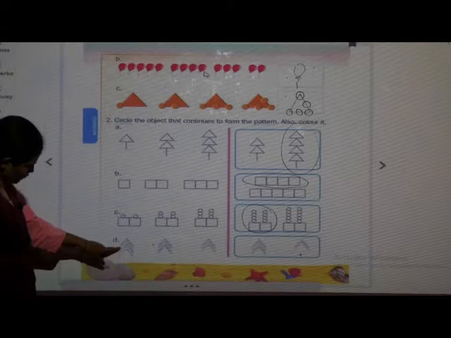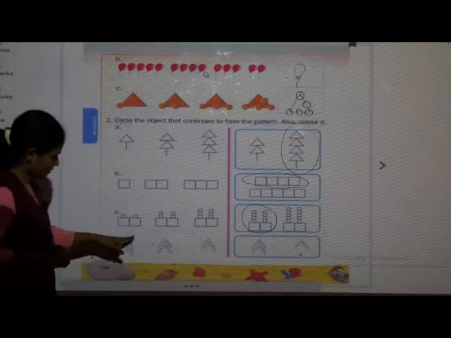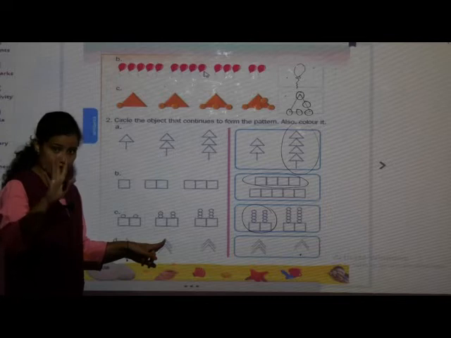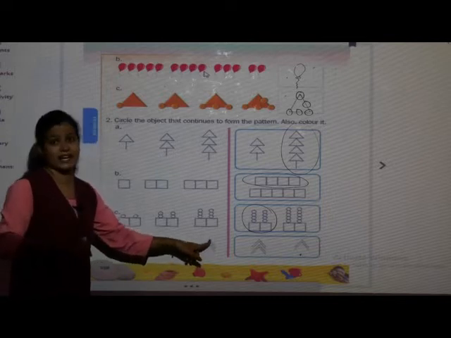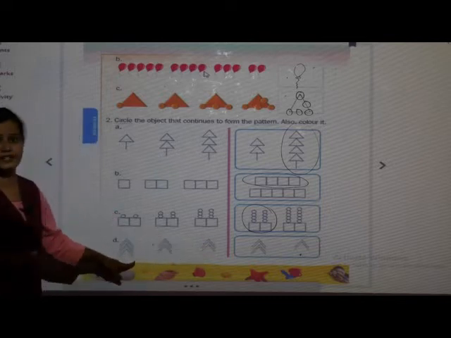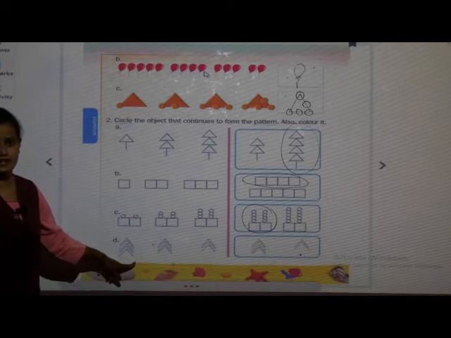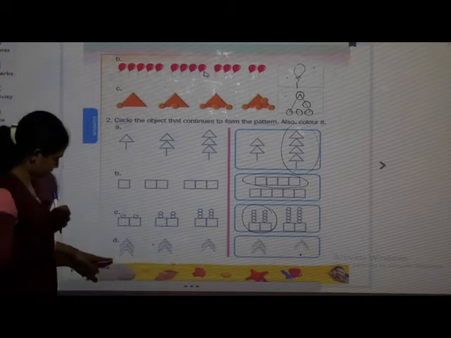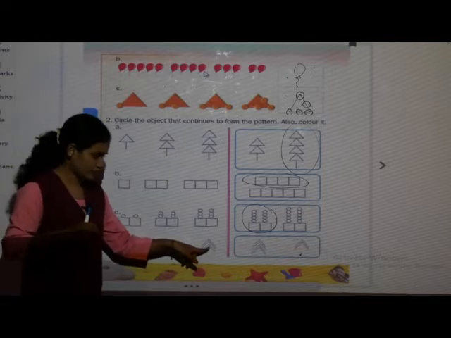1, 2, 3, 4, 5 are there. Here 1, 2, 3, 4 are there. 1, 2, 3 are there. So is it decreasing or increasing? कम होते गया है या बढ़ते गया है? कम यानी decreasing. 5, 4, 3.